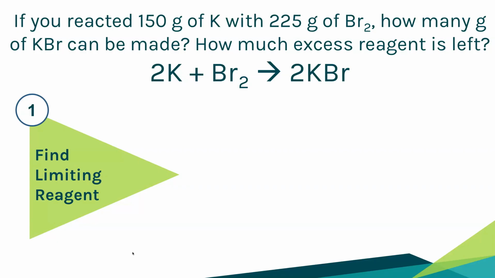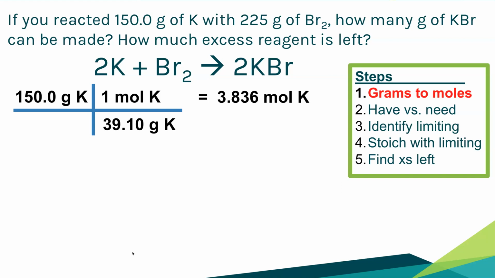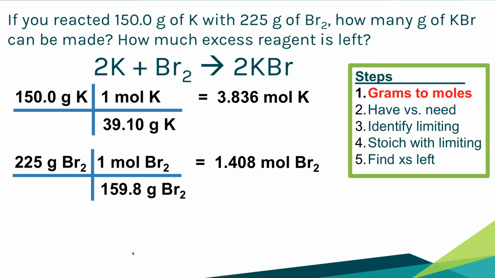So if you reacted 150 grams of potassium with our 225 grams of bromine, we have to figure out which one is going to be limiting. So we have to start by converting grams to moles, because stoichiometry only works with moles. I'll take my potassium, divide by the molar mass, and I get my moles of potassium. I'll take my bromine, divide by the molar mass, and I'll get my moles of bromine. Any questions on this step?